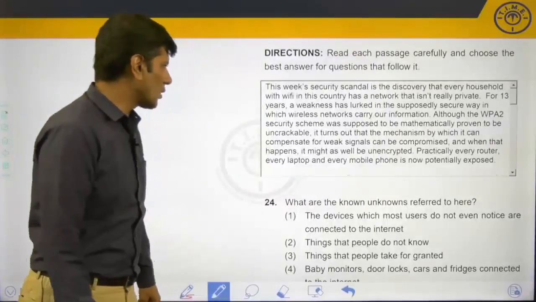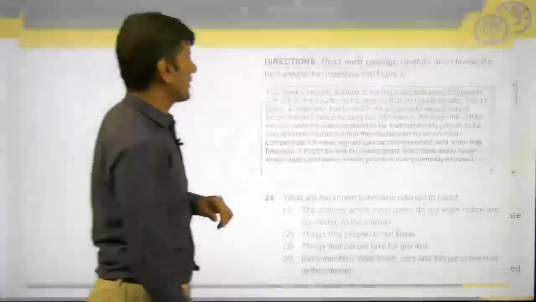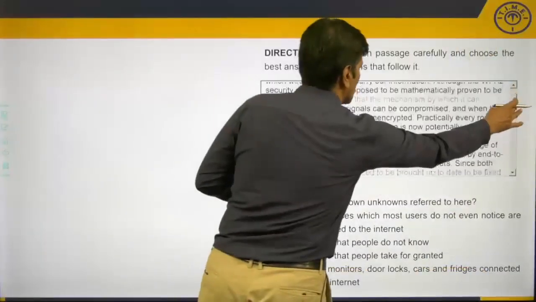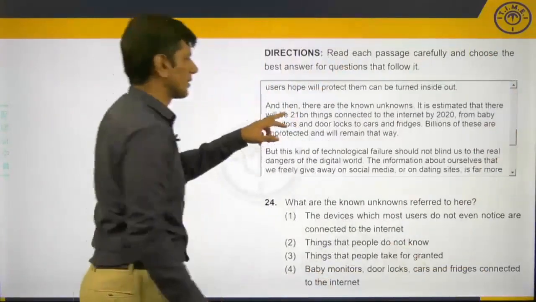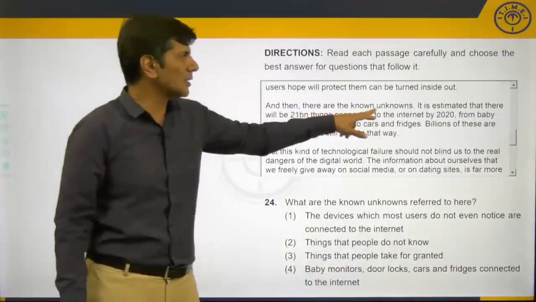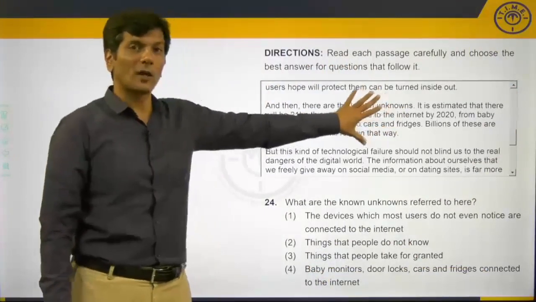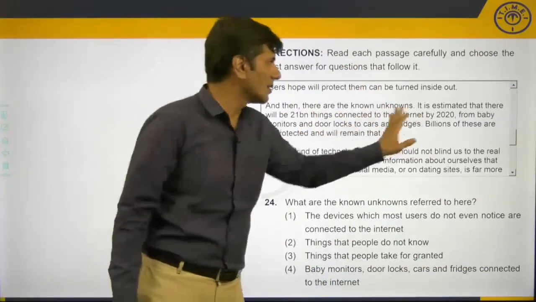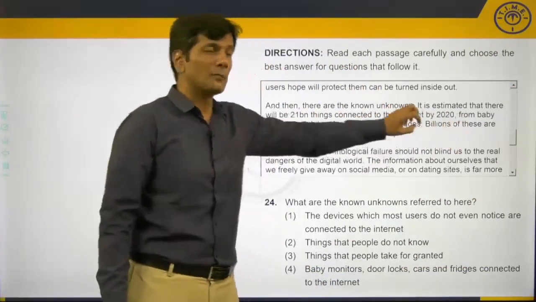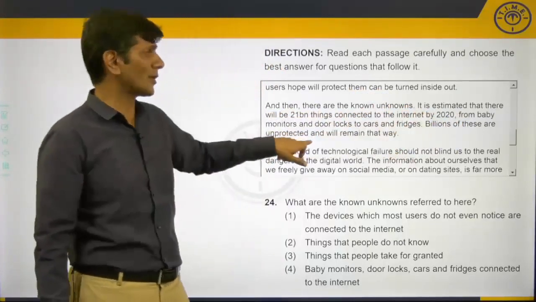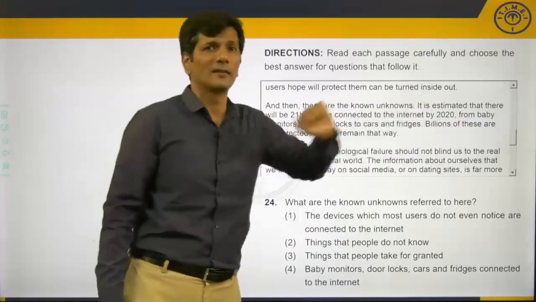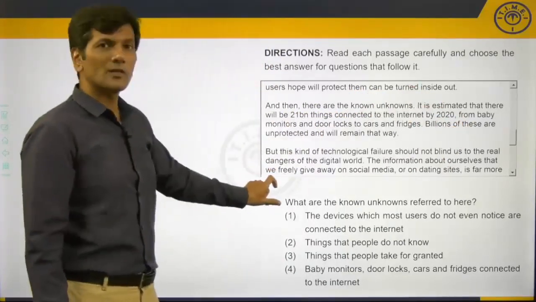What are the known unknowns referred to here? Now we have the known unknowns in the first part of one of the last paragraphs over here. And then there are the known unknowns. What are the known unknowns? The known unknowns are that by the end of 2020, billions of the things that are connected to the internet, we know that they are unprotected, will remain that way. So what are the known unknowns referred to here?